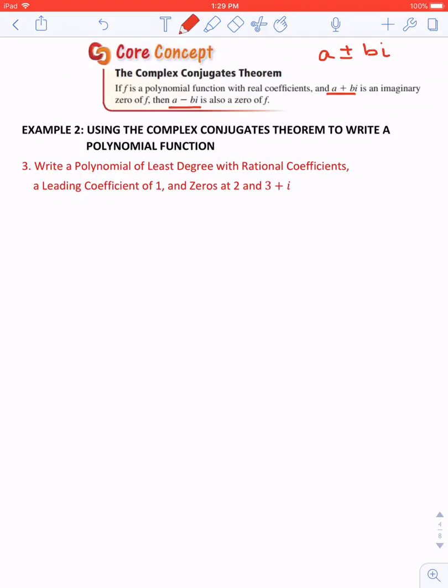So if you need to write a polynomial of least degree with rational coefficients, a leading coefficient of 1, and zeros at 2 and 3 plus i, we're going to use the process that I used on the irrational conjugates theorem, but apply it to the complex conjugates theorem. So step 1, you're going to list out your zeros.